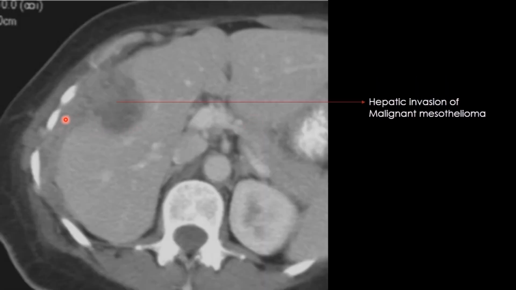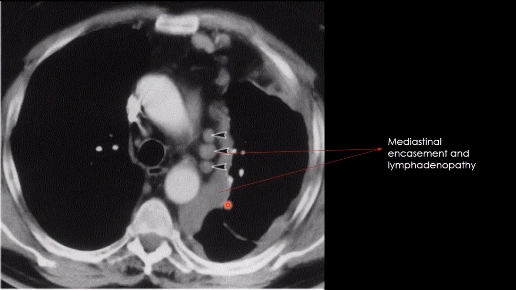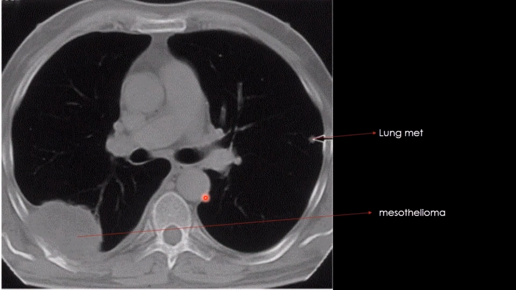This is a case of malignant mesothelioma where you can see there is loss of plane with the liver and also infiltration into the liver. So this is a spread of the malignant mesothelioma into the liver. A similar case of malignant mesothelioma where you can find the mediastinal encasement together with mediastinal lymph nodal enlargement. This is another similar case of malignant mesothelioma where you can find the lesion over here with a metastatic deposit in the contralateral lung.